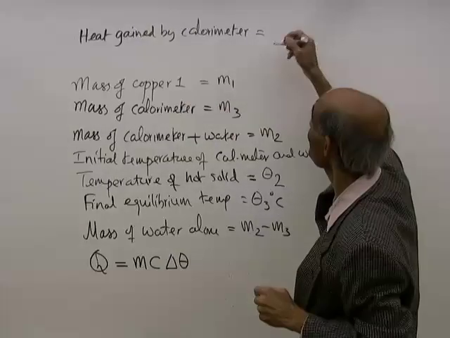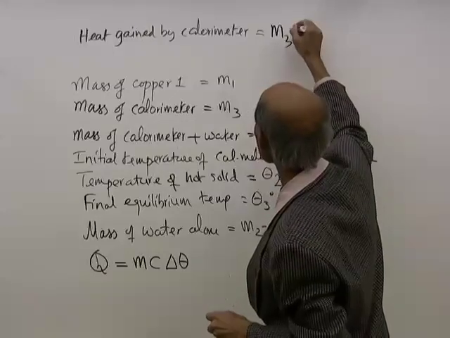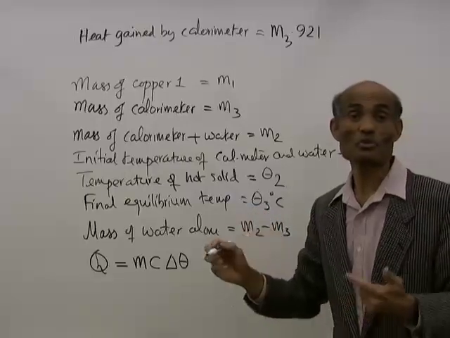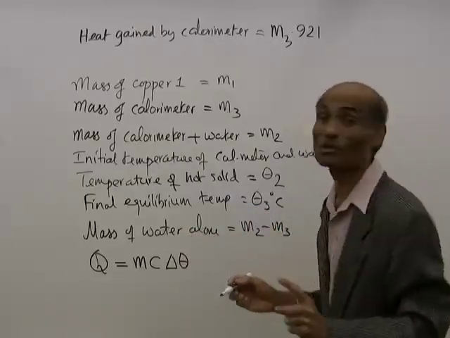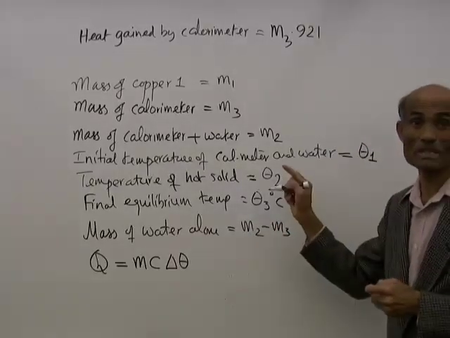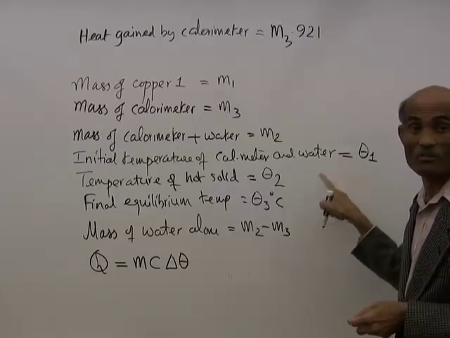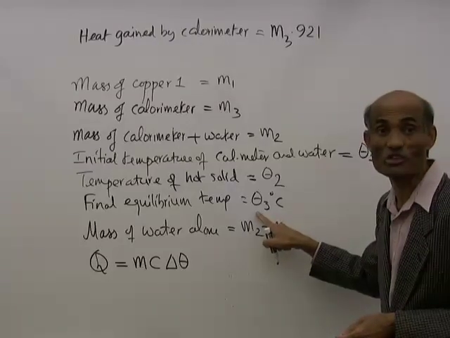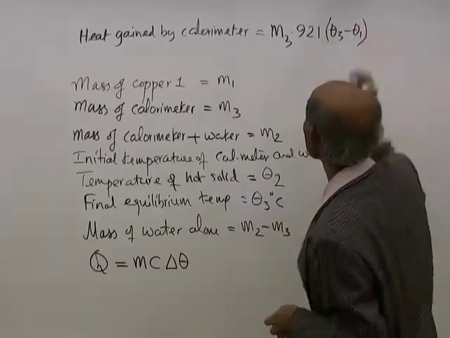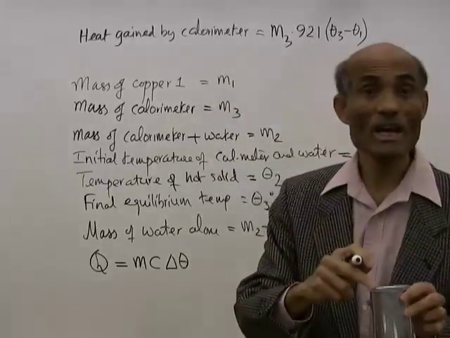So what is the heat gained by the calorimeter? Its mass, M3, the calorimeter mass, multiplied by the specific heat, 921 joules per kilogram per Kelvin, and the change in temperature. What is the change in temperature of the calorimeter? It started off with an initial temperature of theta 1, and the final equilibrium temperature is theta 3. So the change in temperature is theta 3 minus theta 1.